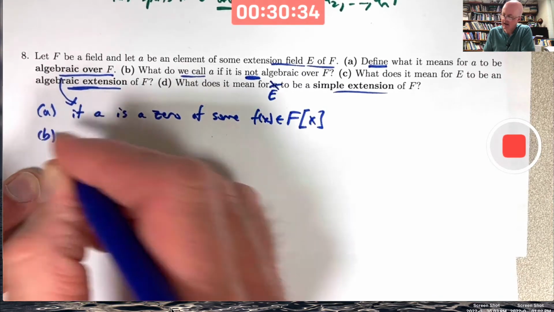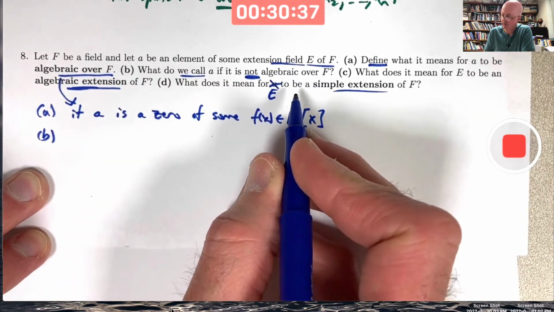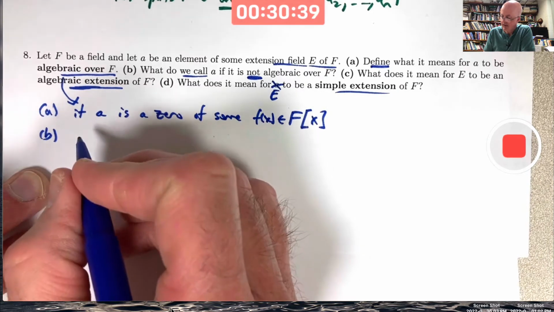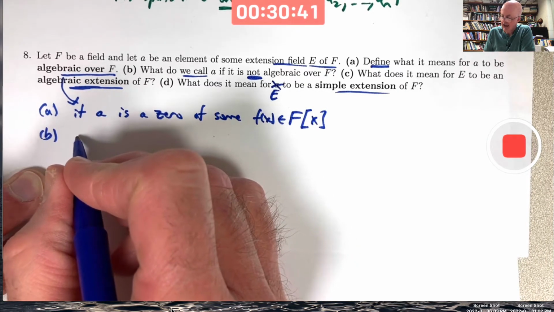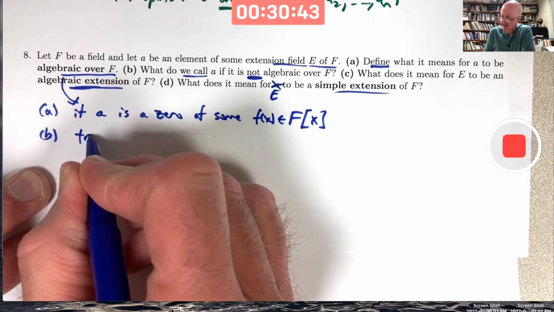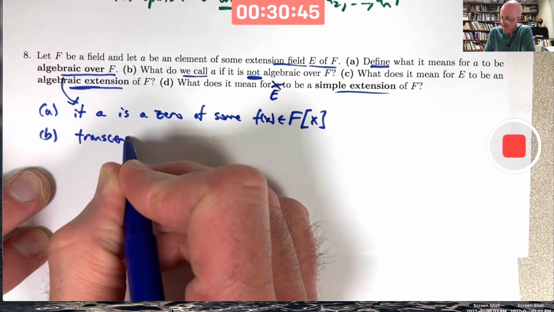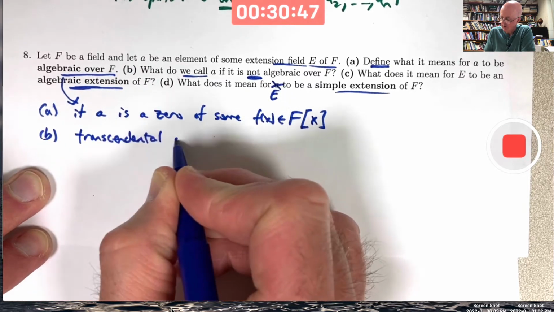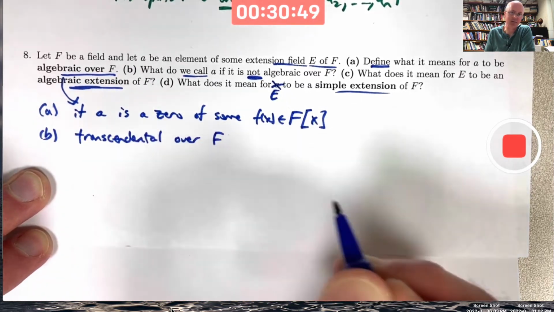What does it mean if A is not algebraic over F? What do we call it? Then we call A transcendental over F when that doesn't happen.